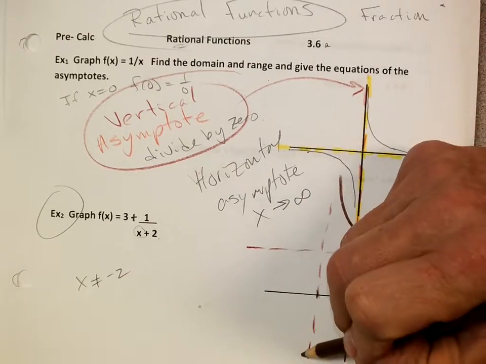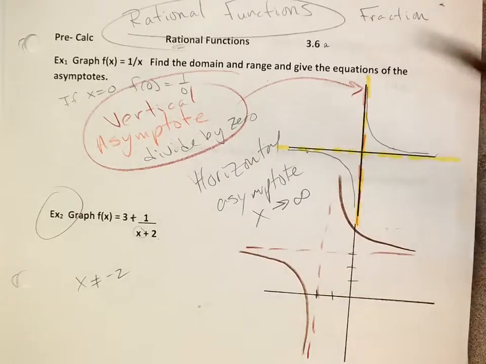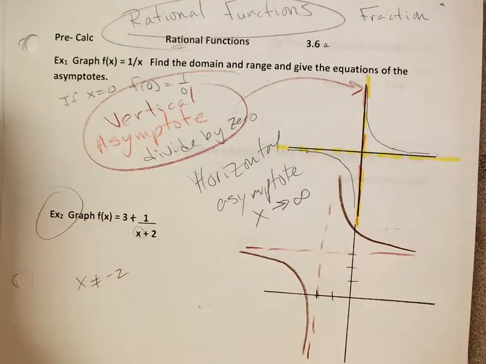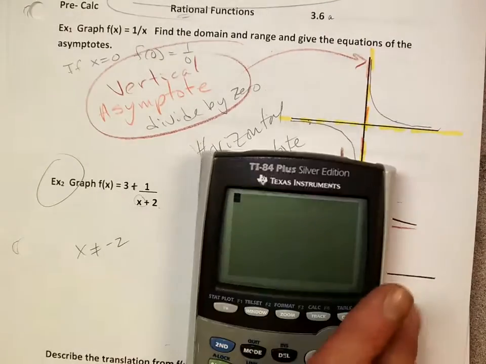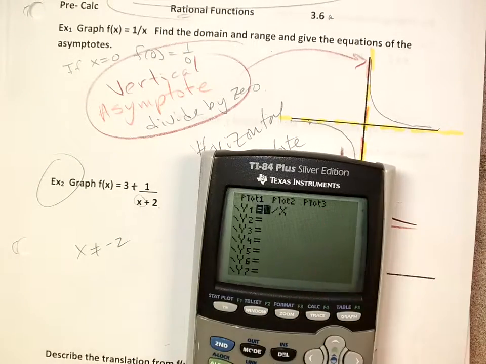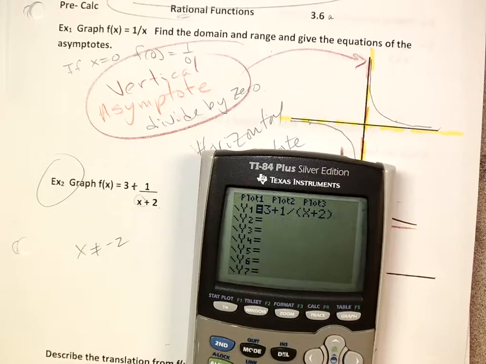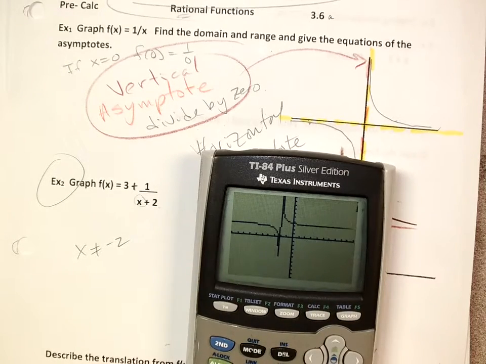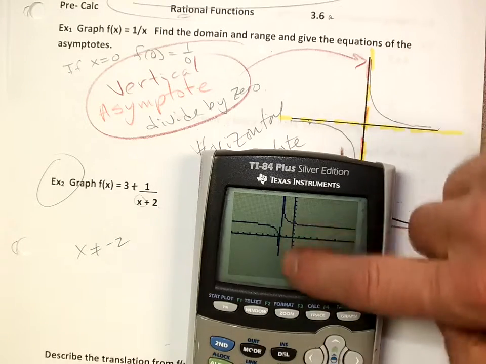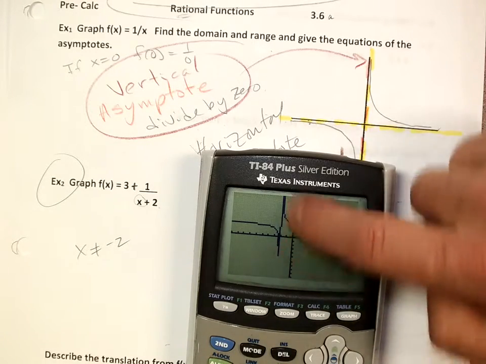Now, if we're not convinced, you rightfully say, well, I'm just going to graph it, right? Yes. So if we don't believe Mr. Davies, we say, well, shoot, I'll just graph it. Y equals 3 plus 1 divided by parentheses x plus 2. Okay. Now in this one, you get a kind of weird looking thing right here. What do you think the calculator is trying to give me right here?